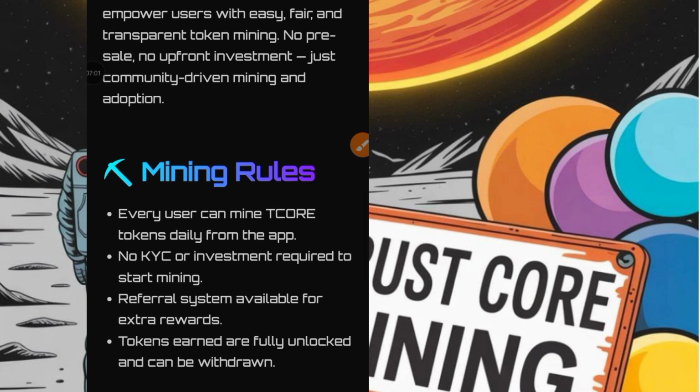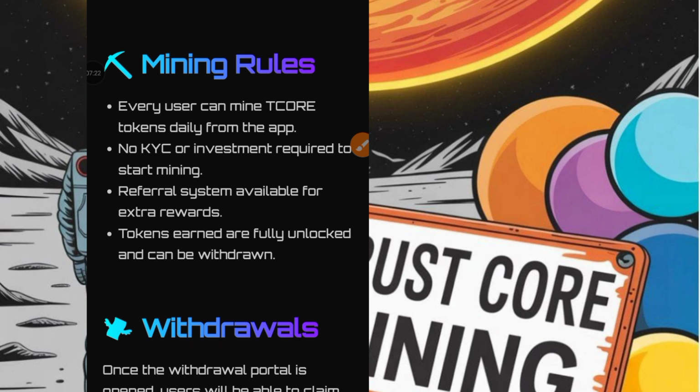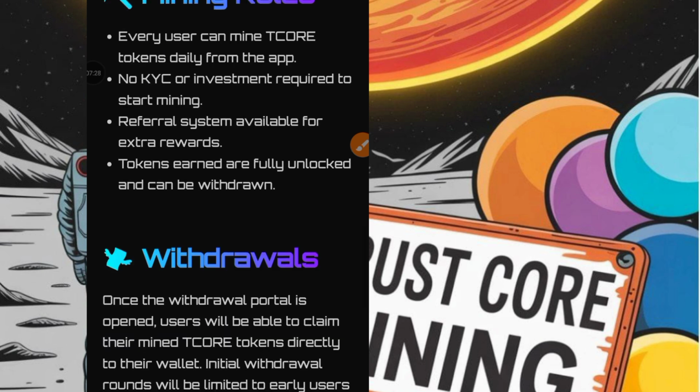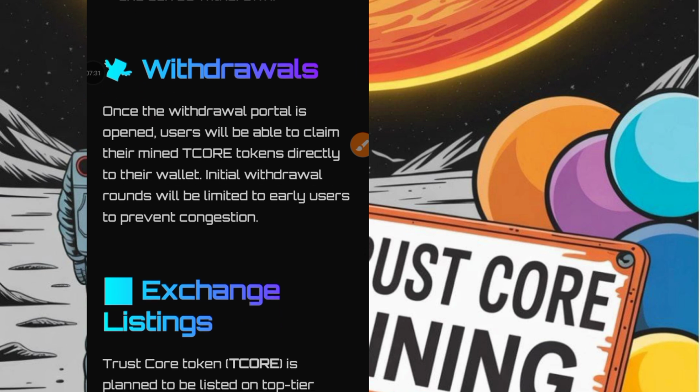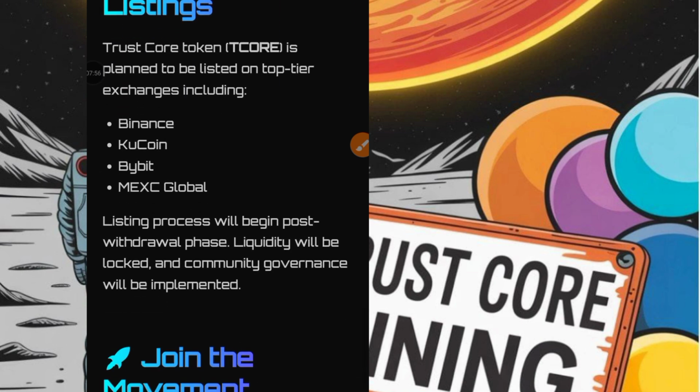So these are the mining rules. They say every user can mine TCore tokens daily from the app. No KYC or investment required to start mining. Referral system available for extra rewards. Tokens earned are fully unlocked and can be withdrawn. Now they say withdrawal. Once the withdrawal portal is open, users will be able to claim their mined TCore tokens directly to their wallet. Initial withdrawal rounds will be limited to early users to prevent congestion. Now, these are the exchange listings. They have Binance, KuCoin, Bybit, MEXC Global.